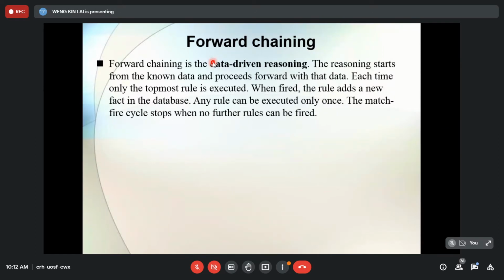So you need to make sense of the data that you have based on that knowledge, or based on these rules, which are extracted from the experts. In this case, it's data-driven reasoning. Based on the data, I'll tell you this is what I think it is. So this is data-driven reasoning. The reasoning starts from the known data, so your data that you collected from the census.